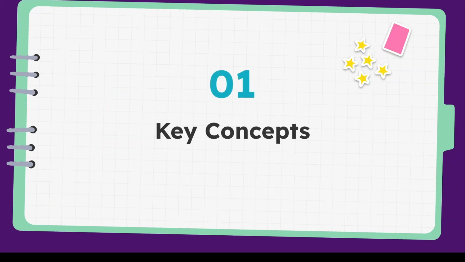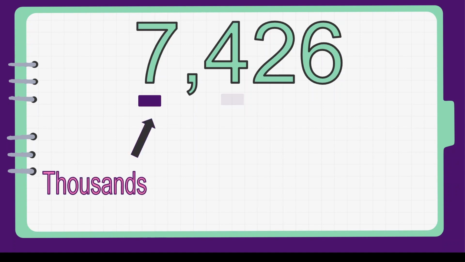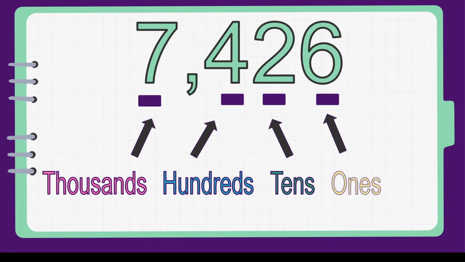Let's try to remember some key concepts. Here we have the number 7,426. Each number is made out of digits. Each digit corresponds to a place value. For example, in the number 7,426, the digit 7 represents the number of thousands we have in this number. The digit 4 represents the number of hundreds we have. The digit 2 represents the number of tens we have. And the number 6 represents the number of ones we have in this number.